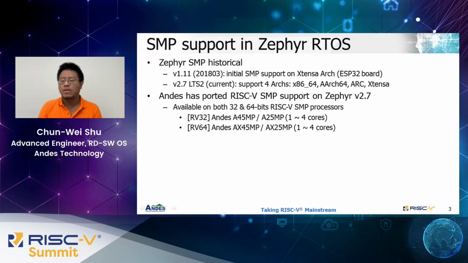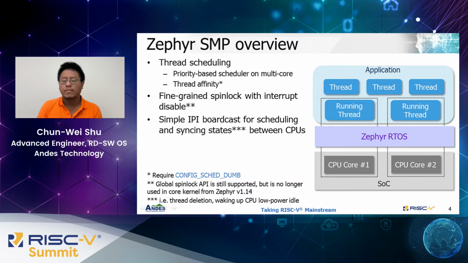Our porting is available on both 32 and 64 bits RISC-V SMP processors. For example, it supports Andes 45 MP and 25 MP processors. Then, here is an overview of Zephyr SMP RTOS.